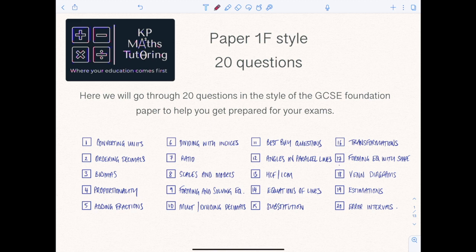So in this one, what I've put together is 20 questions for the foundation paper, style of paper 1. So these would be all non-calculator. What I suggest you do is maybe go through, pause the video, go through the questions on the video, and then unpause it, mark the questions, and then if you got it wrong, if you struggled with a particular question, then what you should do is click on the timestamp.